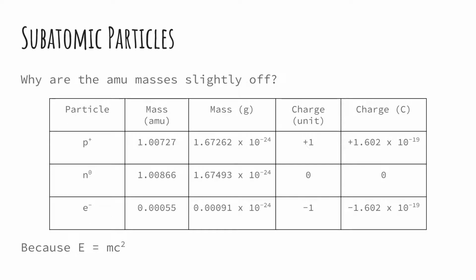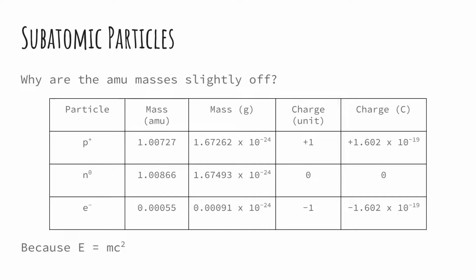So here is a table, a chart, that has all of the subatomic particles in it. Protons, neutrons, and electrons. The proton has an atomic mass, or mass in atomic mass units, of 1.00727, charge 1+. Neutron is 1.00866, charge is 0, and electron has a mass of 0.00055 and a charge of -1.